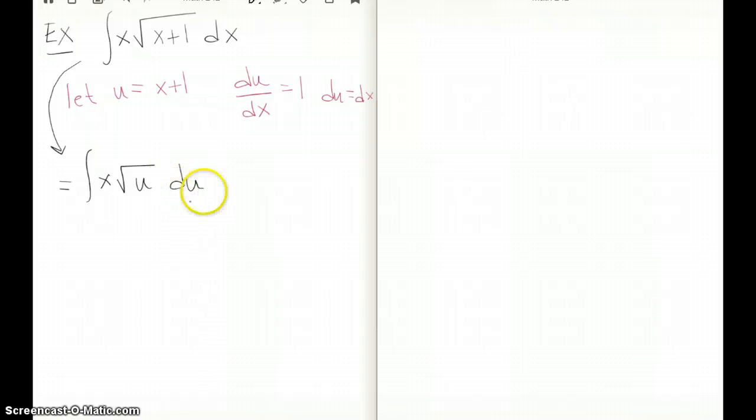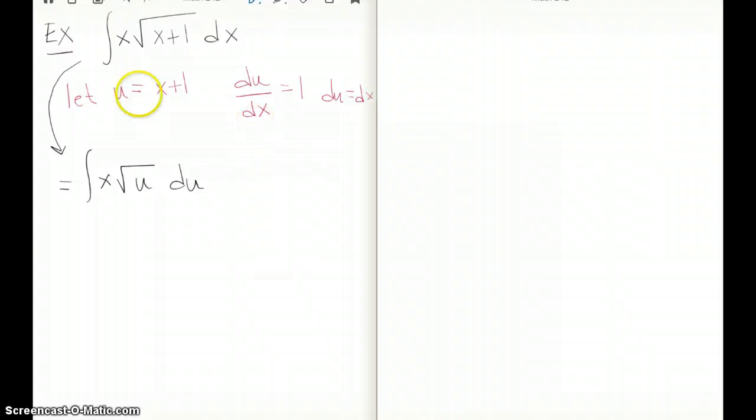That's not good, because usually, like in the previous example with this du, when I replace that, this x gets taken away, right? Somehow it cancels or something. Well, it's not going to cancel. So that's not good. So what should we do?